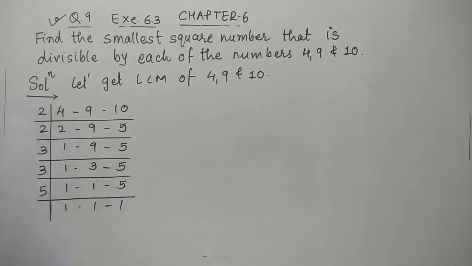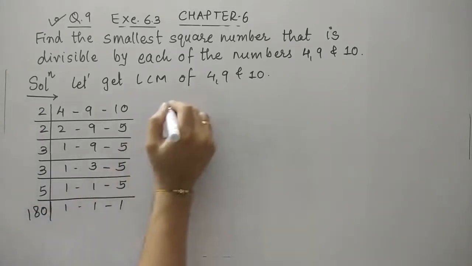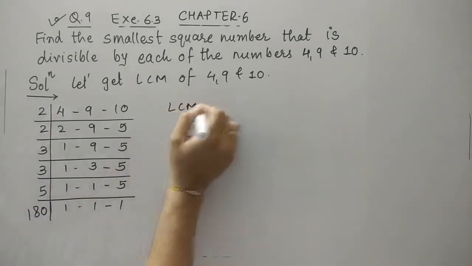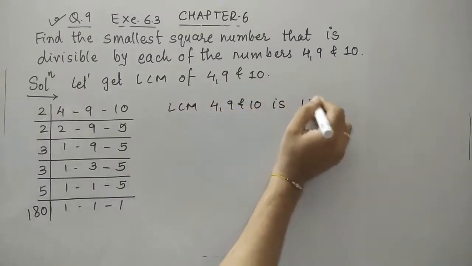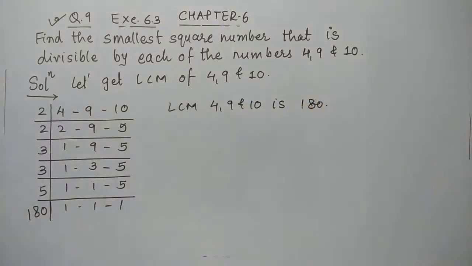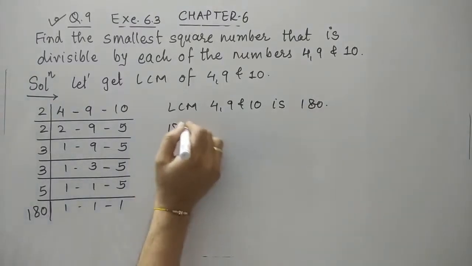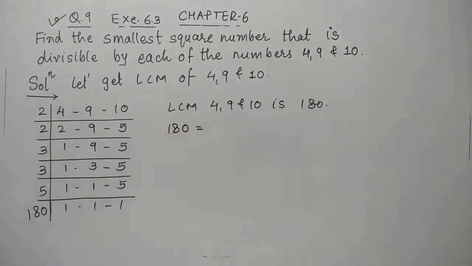So the product is considered as the LCM. So let's see what would be the LCM. 5 2s are 10, 2s are 20, 9 20s are 180. So we can see that the LCM of 4, 9 and 10 is 180. Now 180 is the smallest number which is divisible by all these 3.